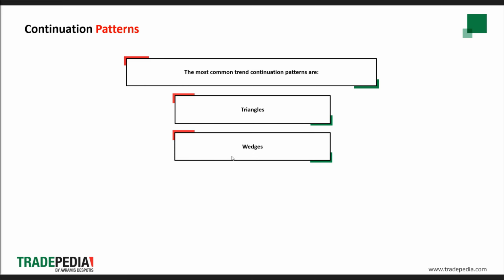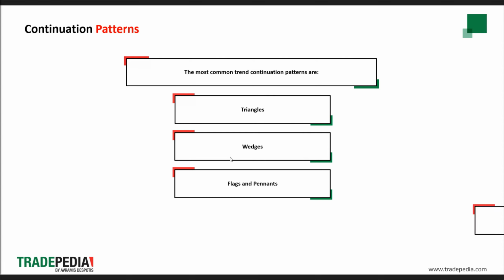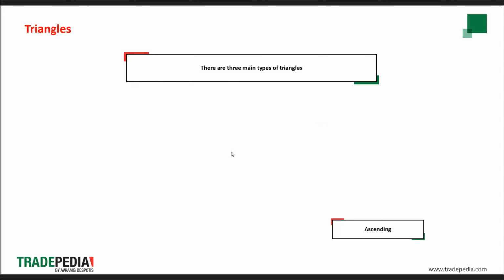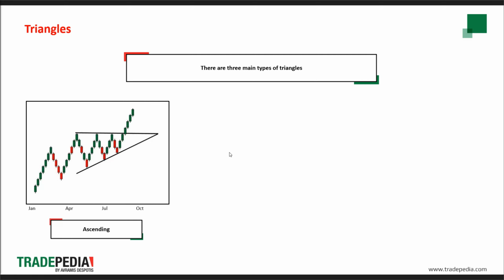Okay, so this is what we have gone through just now. The most common trend continuation patterns are triangles, wedges, flags and pennants, and rectangles. For triangles, there are three types. One is an ascending triangle. Ascending, why is that?